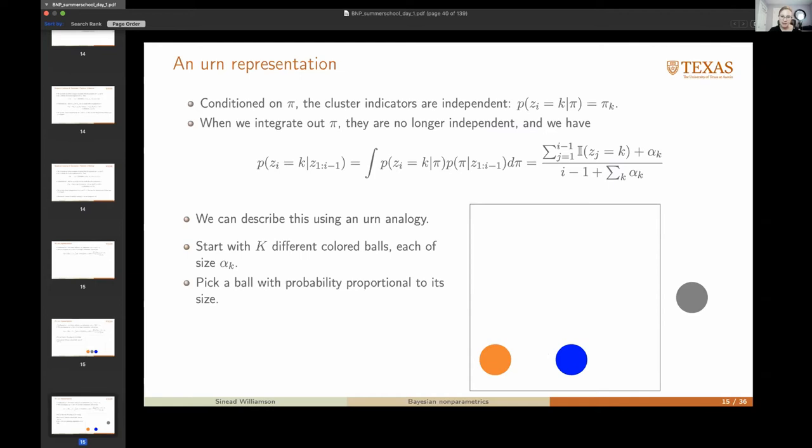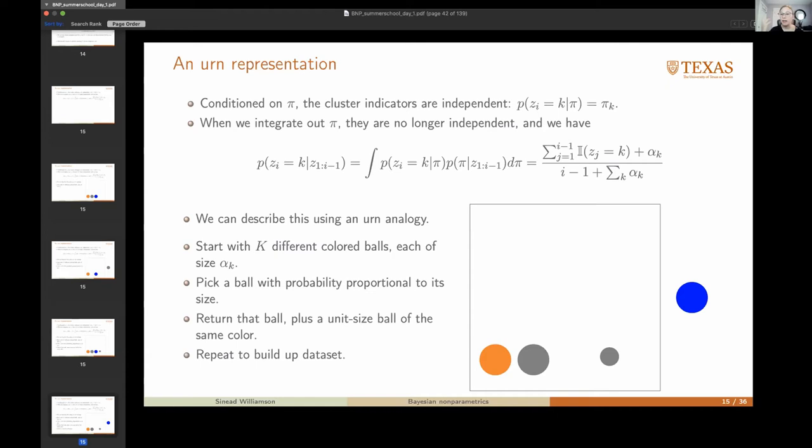I'm going to return that ball to my urn, and I'm also going to return a new ball of size 1, which is the same color. Then I'm going to do the same again. So here I've reached in, I've picked a blue ball proportional to its size. I'm going to return that plus a new size one blue ball. And then maybe next time I pick one of the new balls, I reintroduce it plus another blue ball. And in this manner, I can build up a data set.